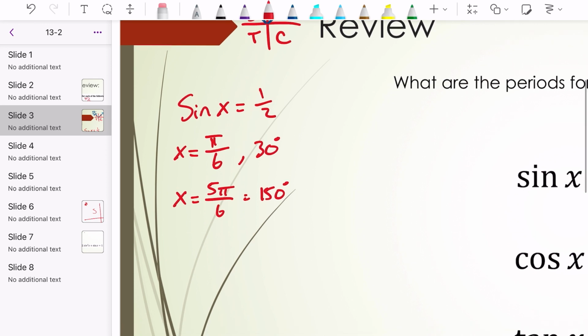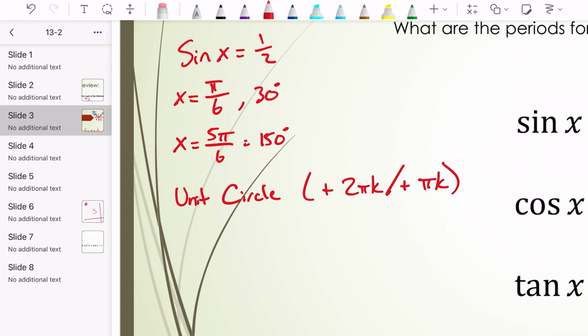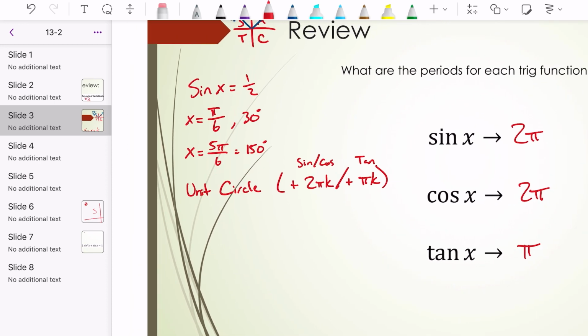Now, when we start working with the unit circle, it's going to become very important that we are using the general form. So the general form would be adding 2 pi k. Now, it can also be adding pi k. This will occur for sine and cosine, and this would occur for tangent. Once again, this is in reference to their periods, just like we had spoken about before.